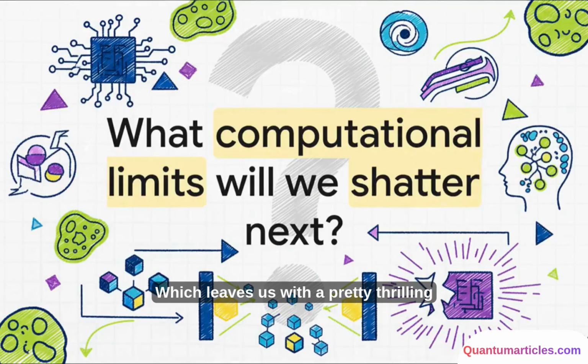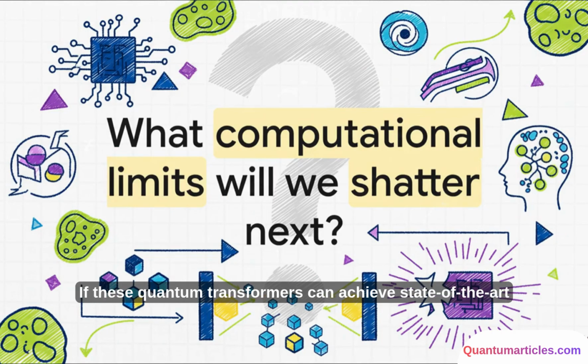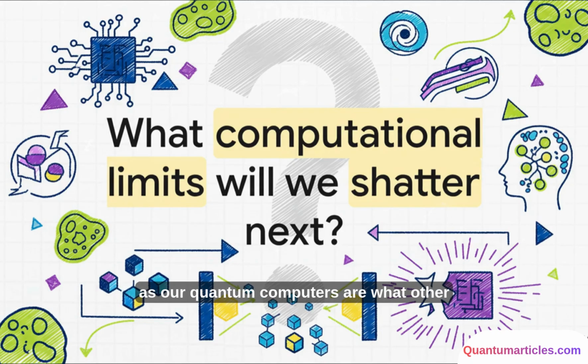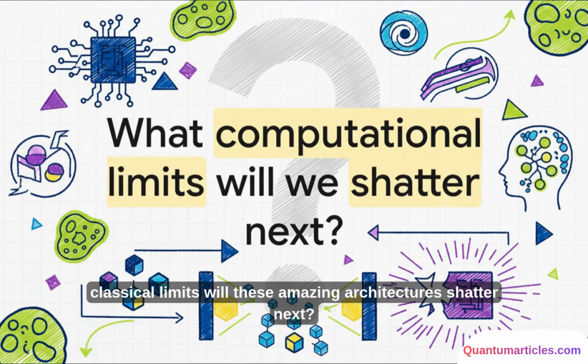Which leaves us with a pretty thrilling question to ponder as we wrap up this explainer. If these quantum transformers can achieve state-of-the-art medical image analysis today using just a handful of noisy qubits, as our quantum computers scale up to hundreds or even thousands of qubits, what other classical limits will these amazing architectures shatter next? The fusion of AI and quantum computing has officially begun, and it looks like the optimization space is wide open.